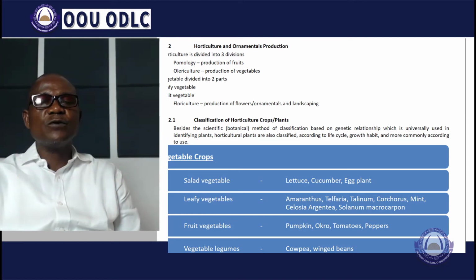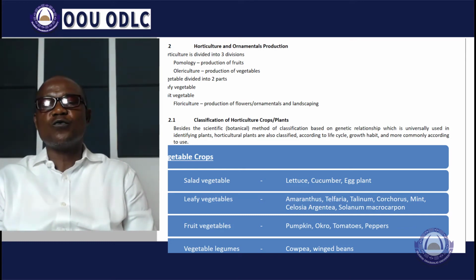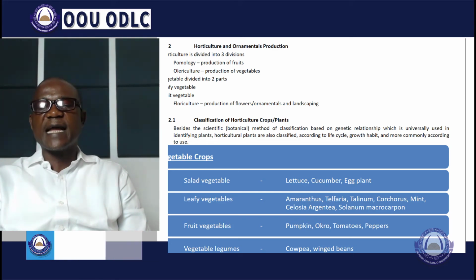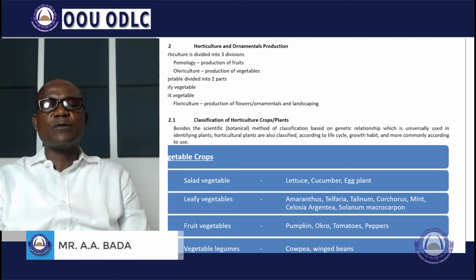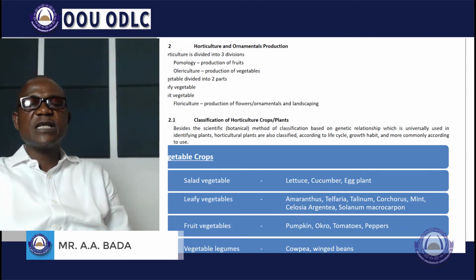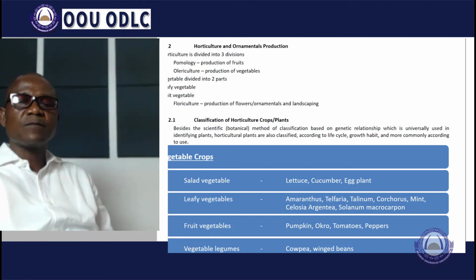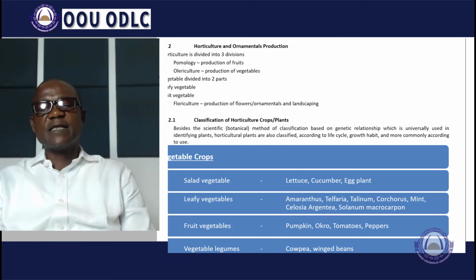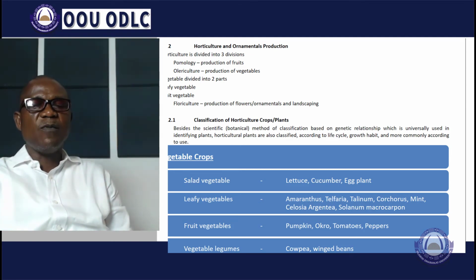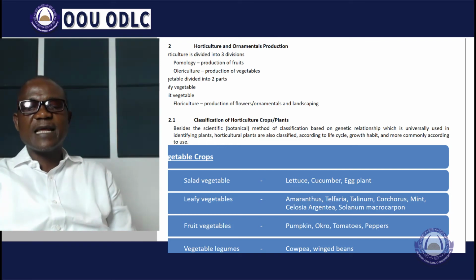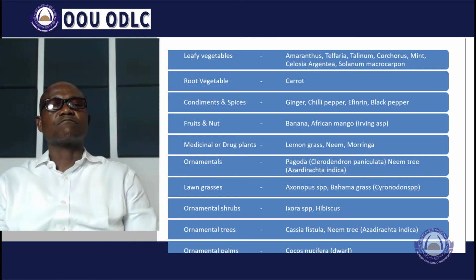Vegetable crops. They include salad vegetable, which could be lettuce, cucumber, or eggplant. Leafy vegetables, amaranthus, telfaria, talinum, corchorus, mint leaves, celosia argentea, solanum macrocarpon, etc. Fruit vegetables include pumpkin, okra, tomatoes, and peppers. Vegetable legumes. These include cowpea and winged beans. Bulb vegetables. We have onions, we have shallot, we have leek, and garlic.